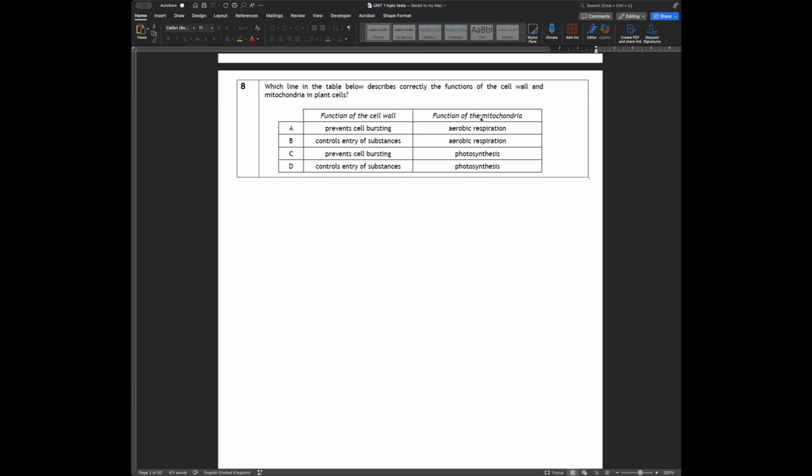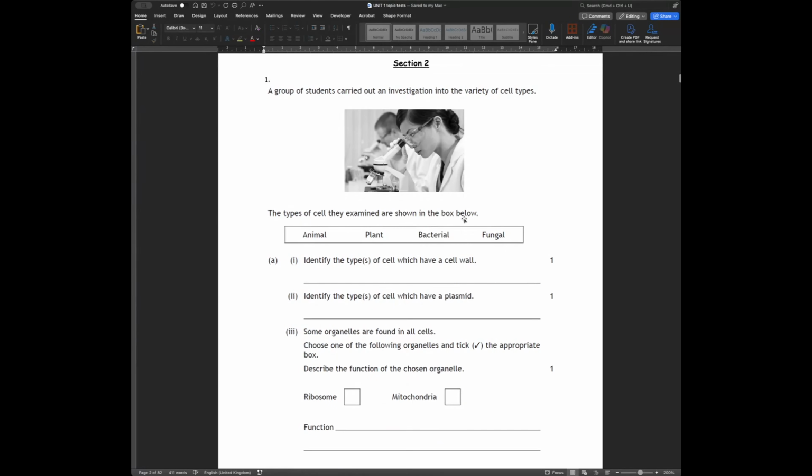The function of the mitochondria, we know it's the site of aerobic respiration. So if we put those two bits of knowledge together, A is going to be the answer there. The cell wall prevents the cell bursting, and the mitochondria is the site of aerobic respiration. Okay. So that was some multiple choice questions in that topic.